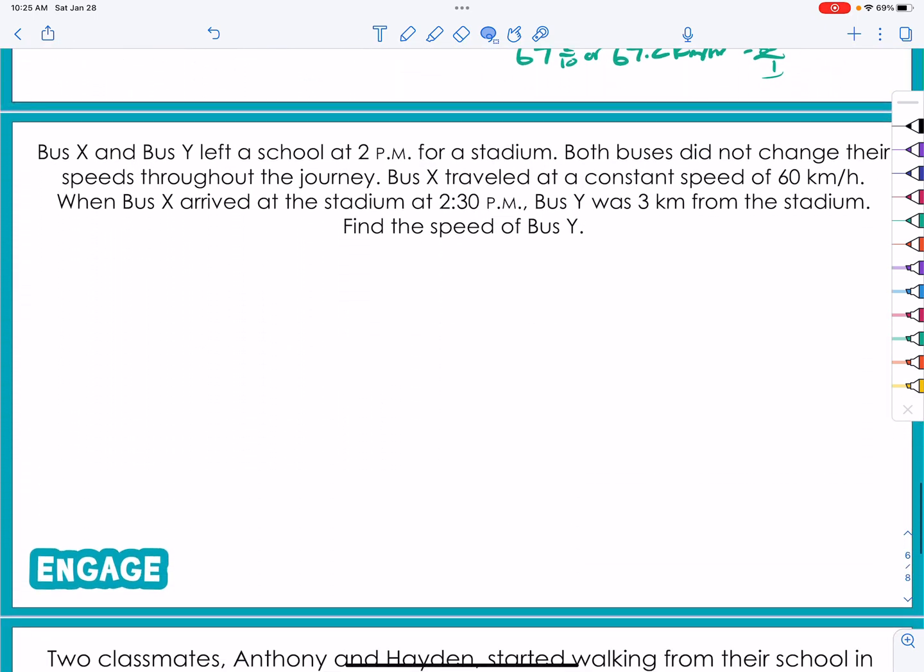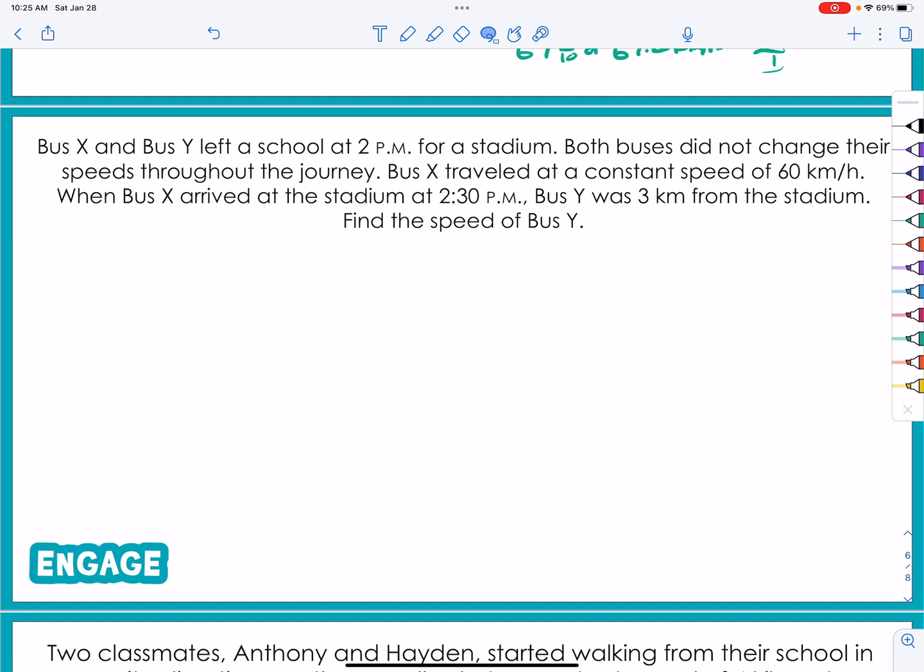All right. Buses X and Y left a school at 2 p.m. for a stadium. So they're leaving from the same place, starting to clue me into that problem type already. Both buses did not change their speeds throughout the journey, so constant speed, okay? Bus X traveled at a constant speed of 60 kilometers per hour, so I know the speed for one of them. When Bus X arrived at the stadium at 2:30 p.m., Bus Y was 3 kilometers from the stadium. Find the speed of Bus Y.